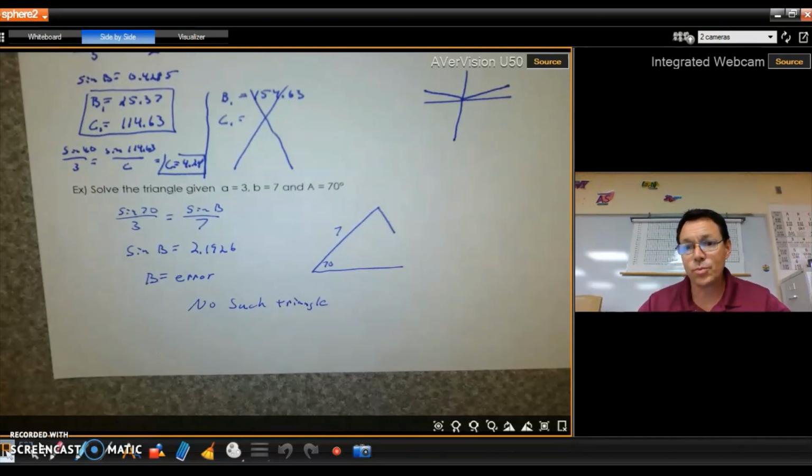You always have to assume there is a triangle. If that works, you have to also then assume there's a second triangle. And if that doesn't work, then you don't have to worry about it. And if it does, then you need to find that second triangle.